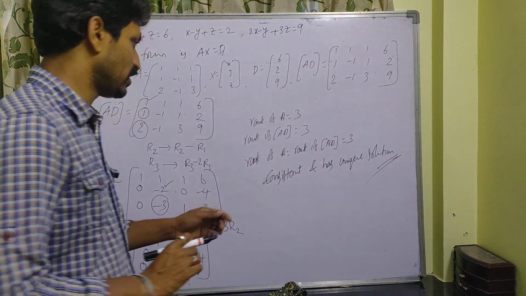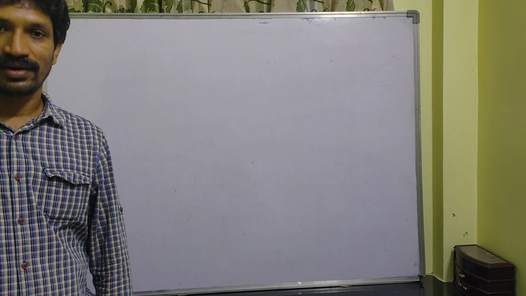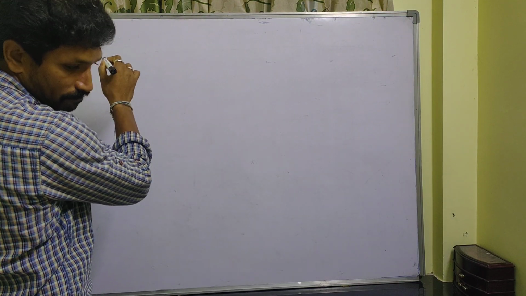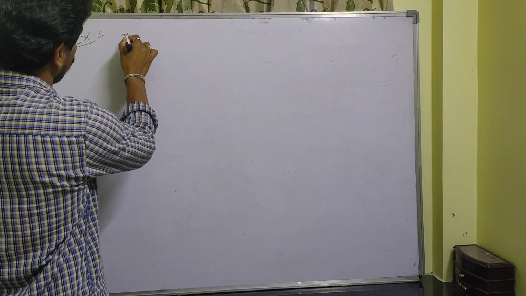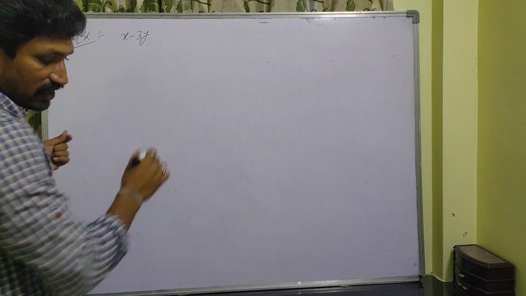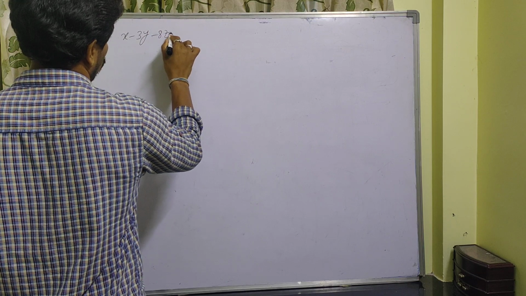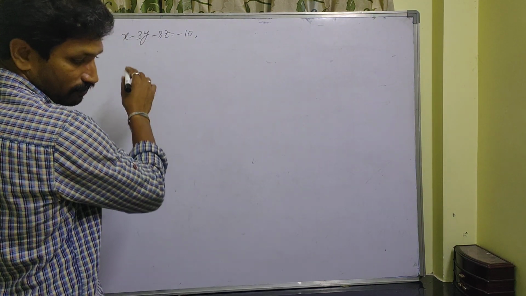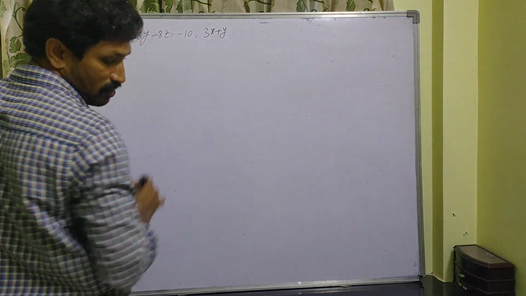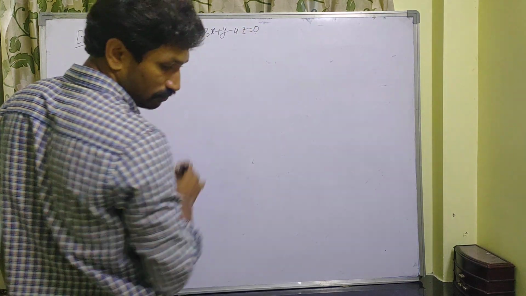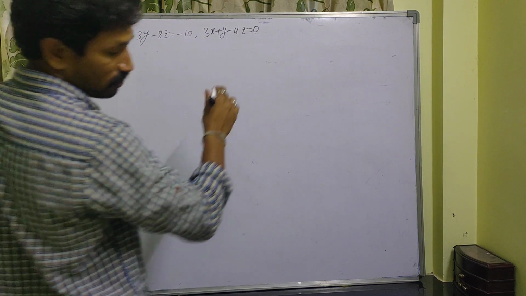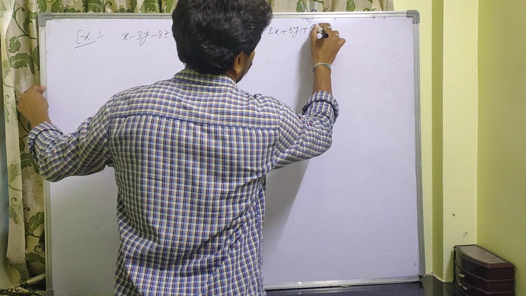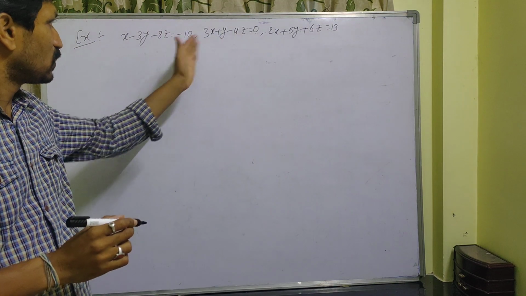So you take one more question based on this one. Take one more example, that is x minus 3y minus 8z is equal to minus 10. 3x plus y minus 4z is equal to 0. 2x plus 5y plus 6z is equal to 30. So this is the system of equations.